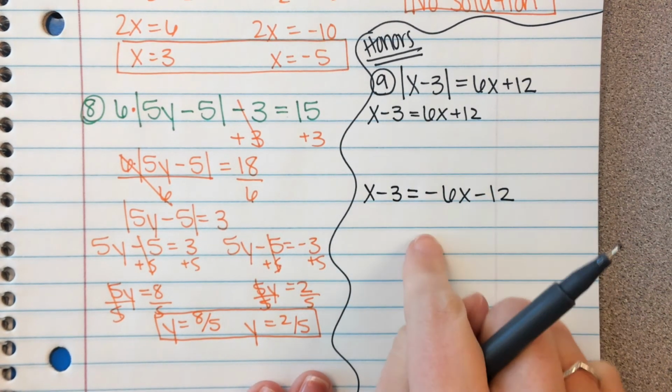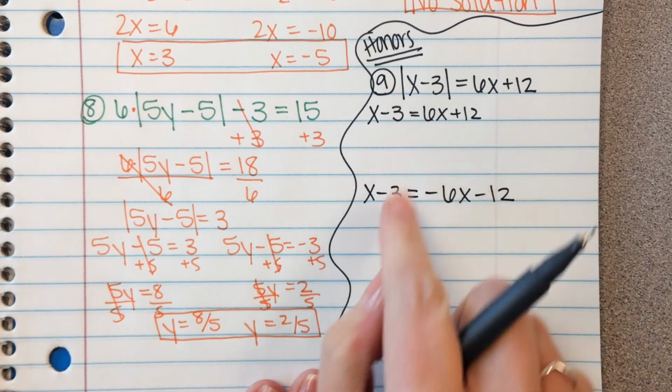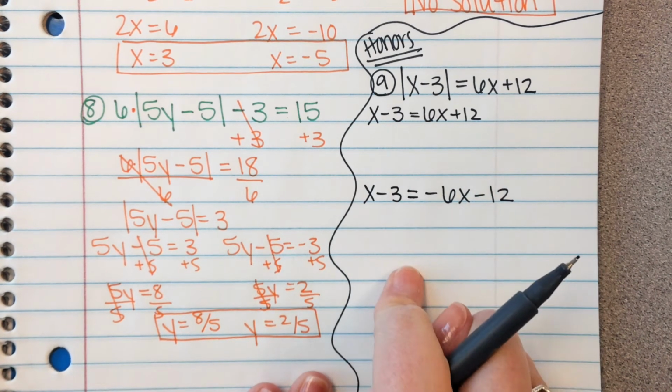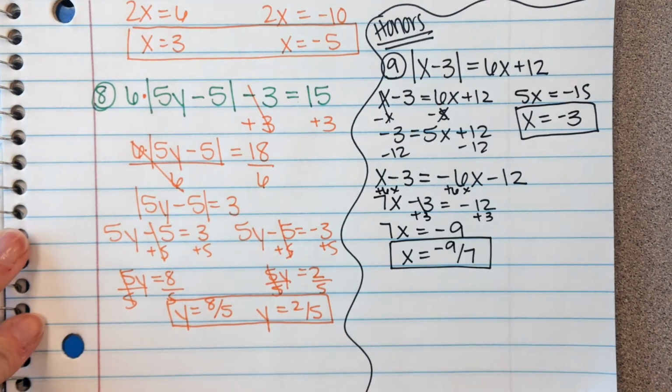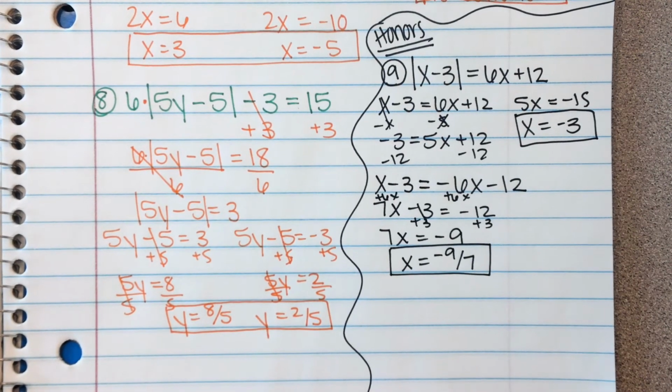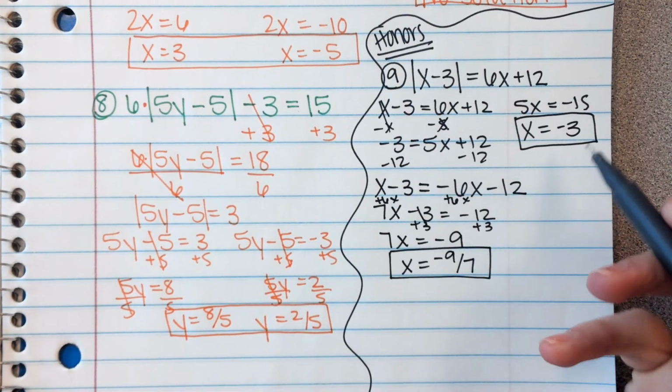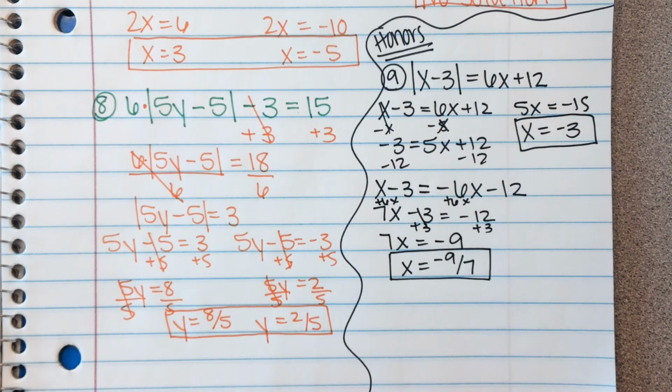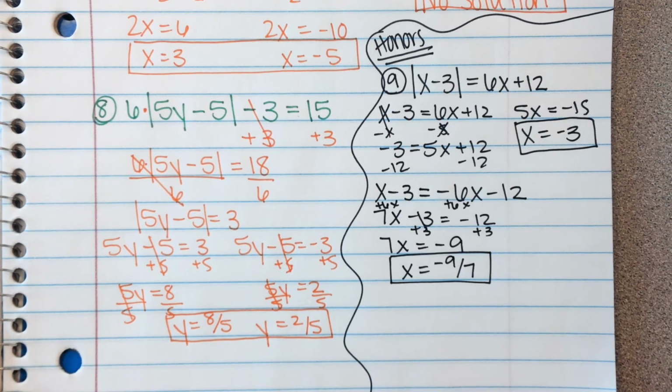So now you have two multi-step equations. Take just a second, solve each of those, and we'll see what we get. Okay, sorry about that. Now, we've got these two answers, but we can't stop there. We have to plug each of those numbers back into the equation and see what we get.